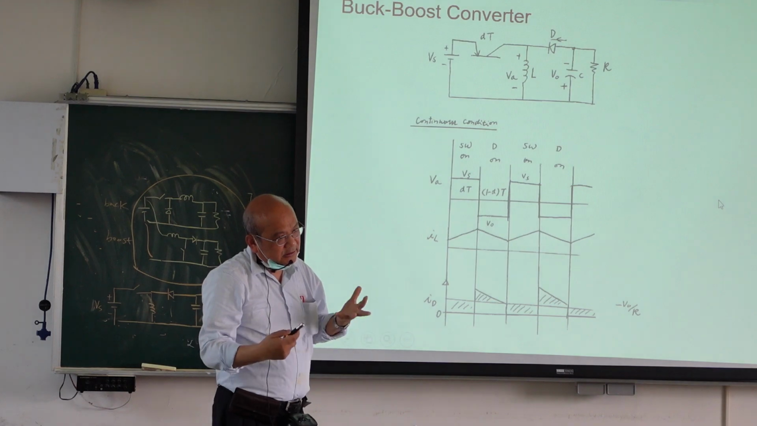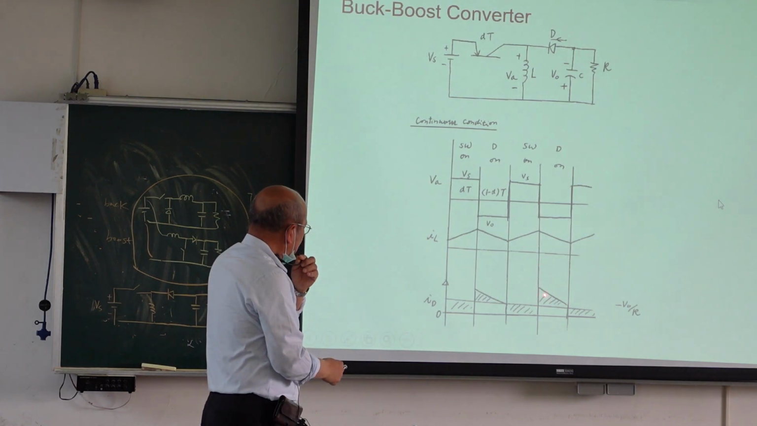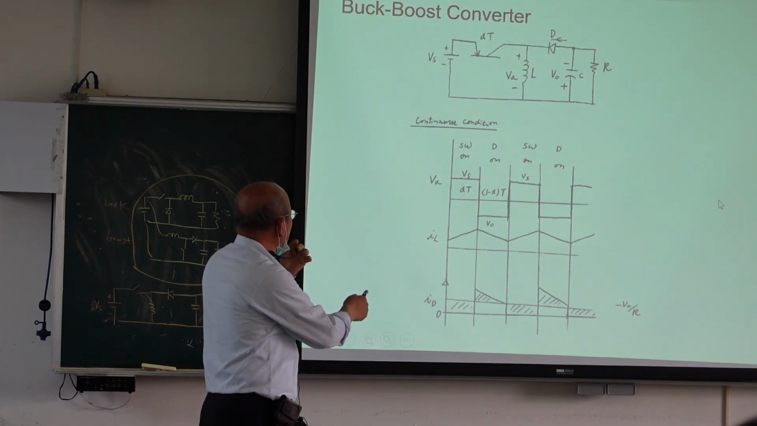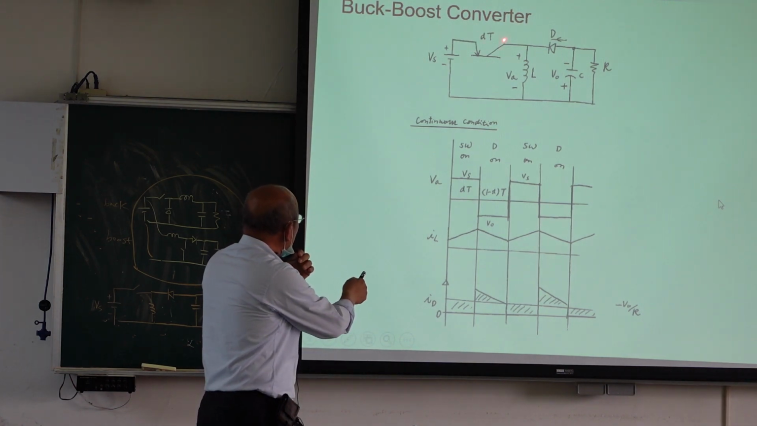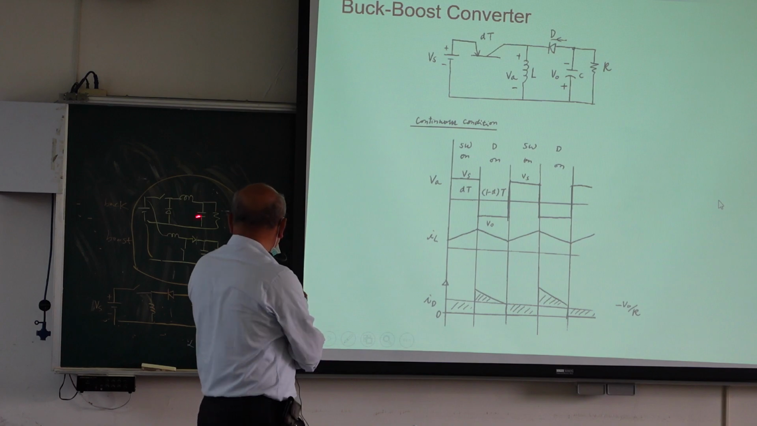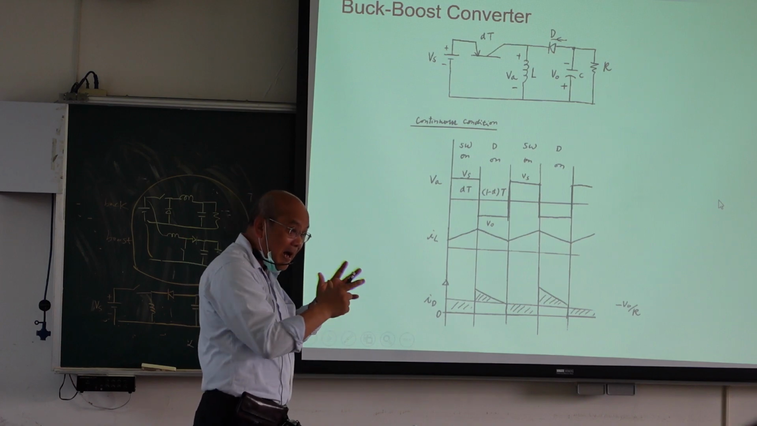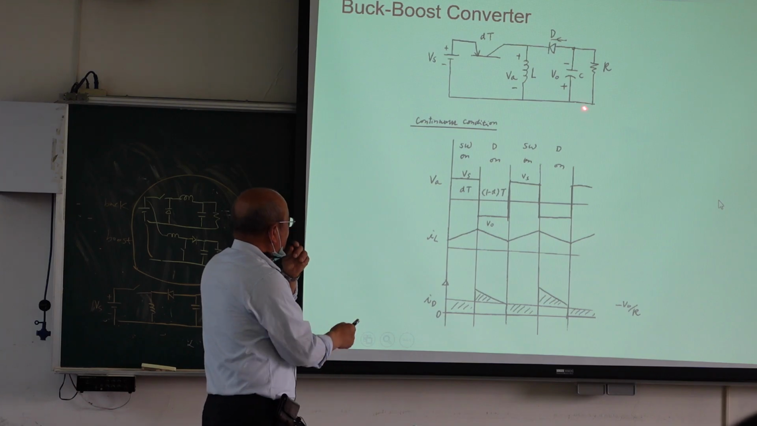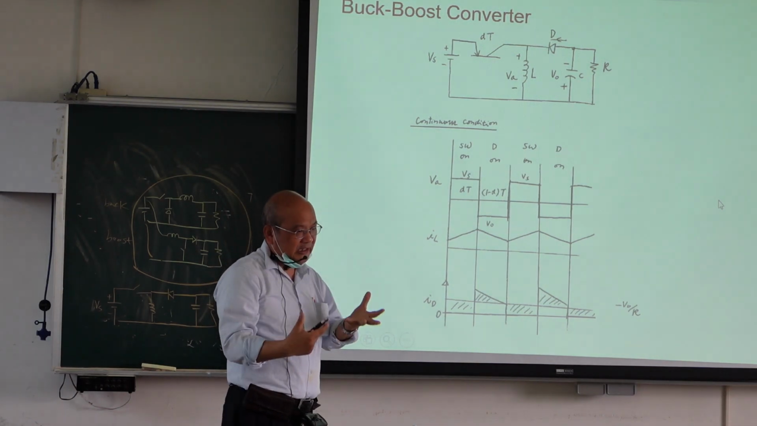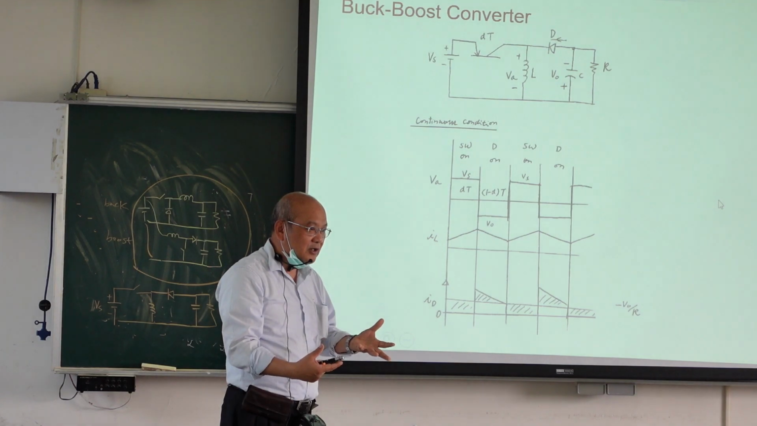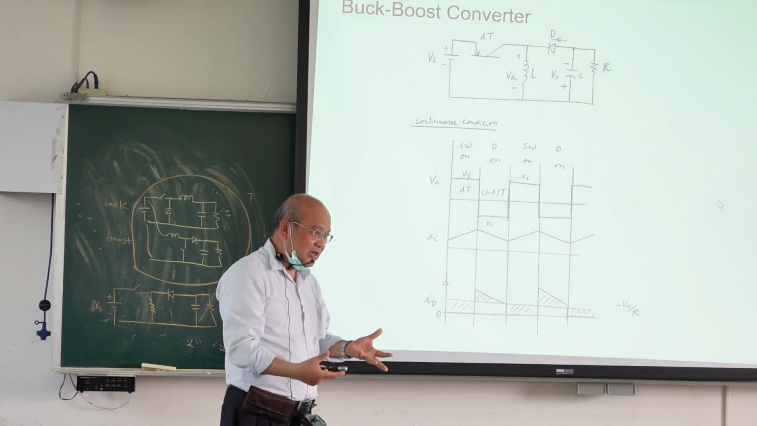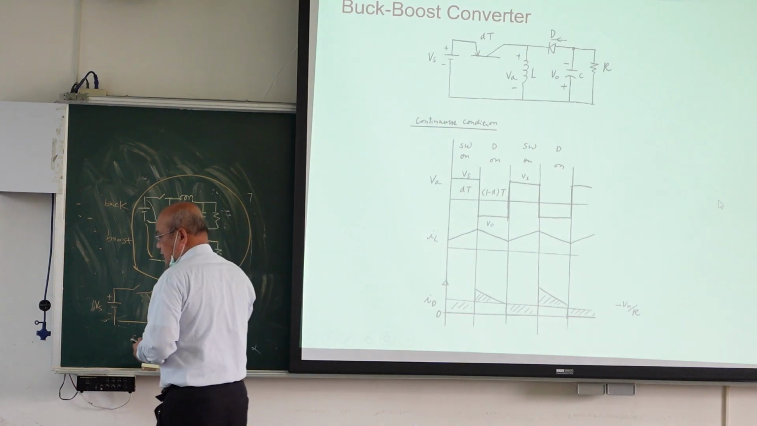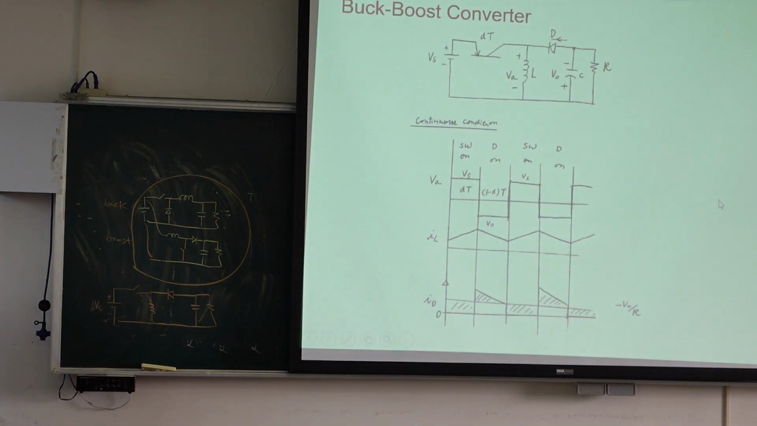So someone developed this circuit, and this circuit is quite good because I only use 1, 2, 3, 4, 5, 6, the same components, but I can get buck and boost together. But what is the disadvantage? You get negative voltage. Negative voltage is not good because we need positive voltage. So this is the buck-boost converter.